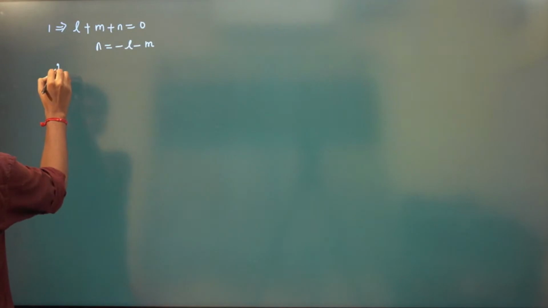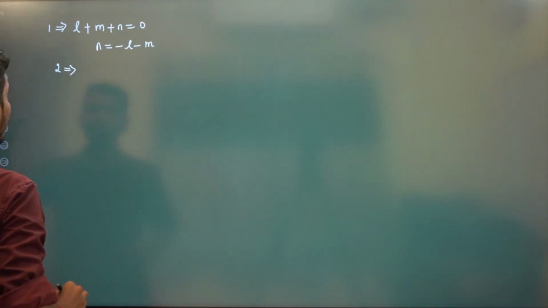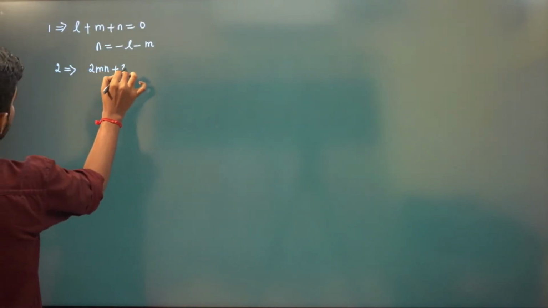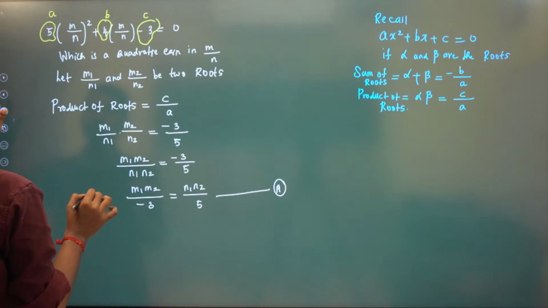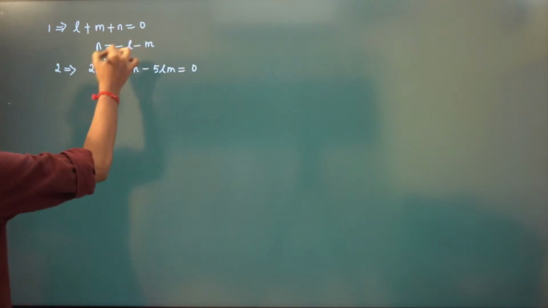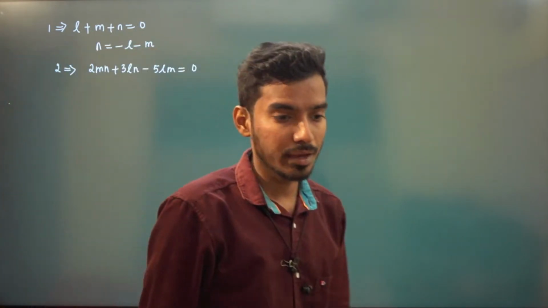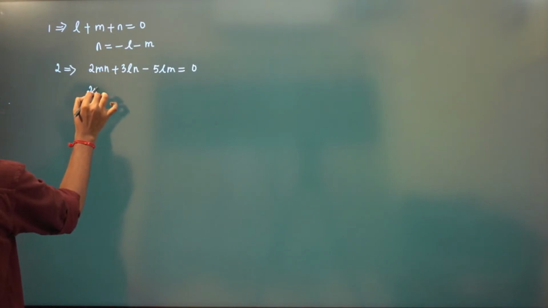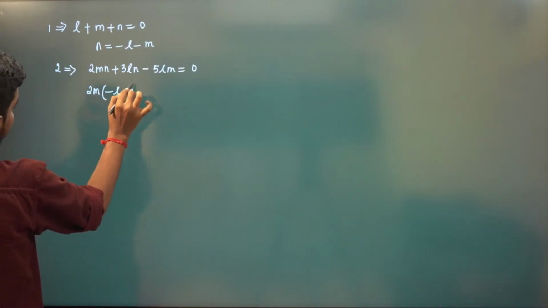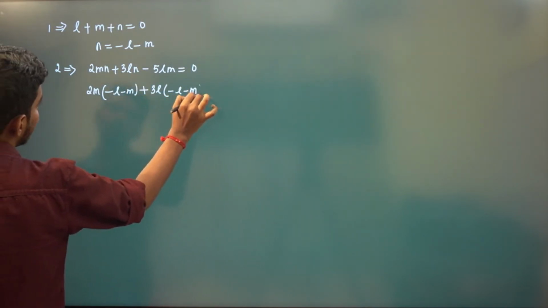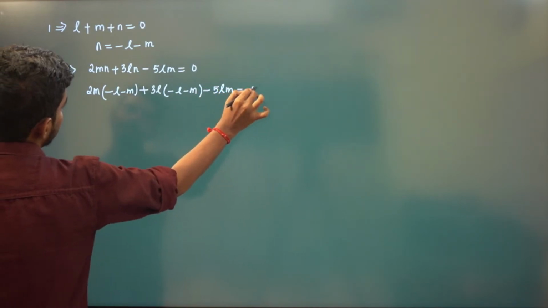Now from 2, what we have? 2mn plus 3 times ln minus 5 times lm is equal to 0. Now again you substitute n to be minus L minus m. So what we will have? 2 times m into, n is minus L minus m, plus 3L, n is minus L minus m, minus 5LM is equal to 0.